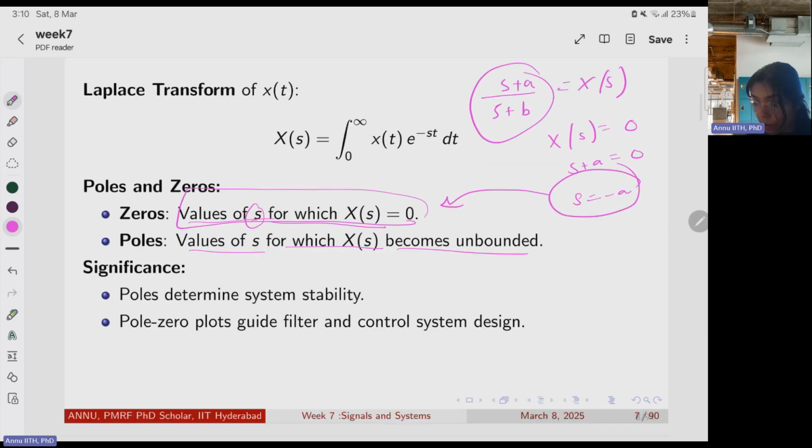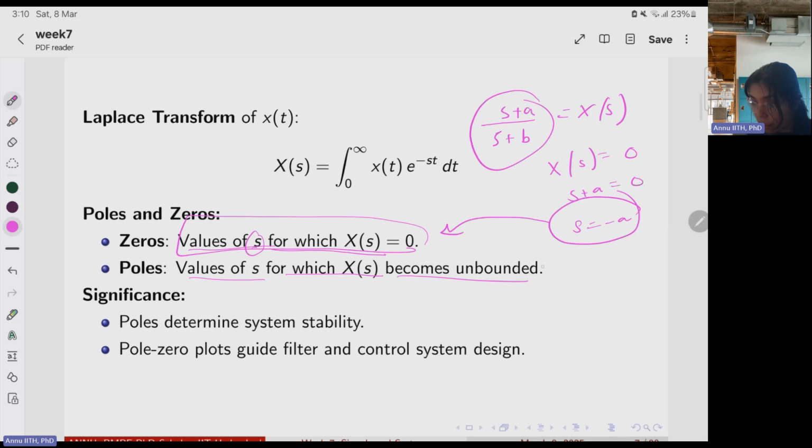When the values of s make X(s) unbounded, say 1 by 0, that is infinity, then in that case s + b = 0, so s = -b is the pole.